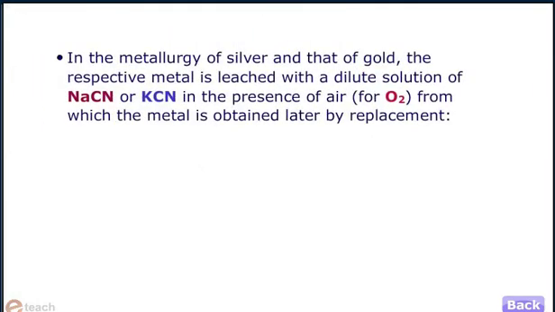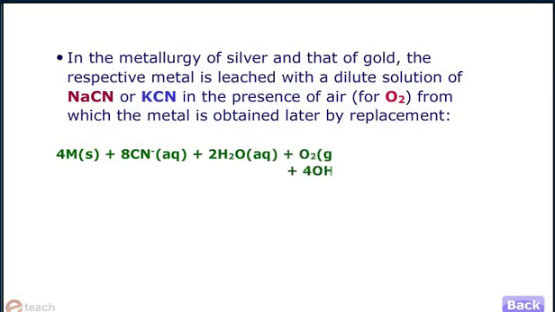In the metallurgy of silver and that of gold, the respective metal is leached with a dilute solution of NaCN or KCN in the presence of air or O2, from which the metal is obtained later by replacement. 4M (solid) + 8CN⁻ (aq) + 2H2O (aq) + O2 (gas) gives 4[M(CN)2]⁻ (aq) + 4OH⁻, where M equals Ag or Au.